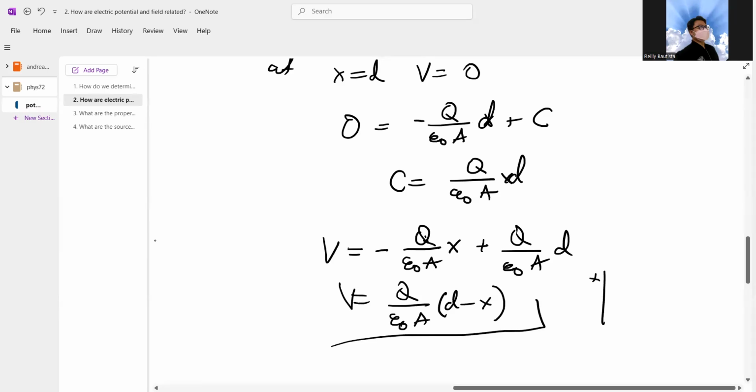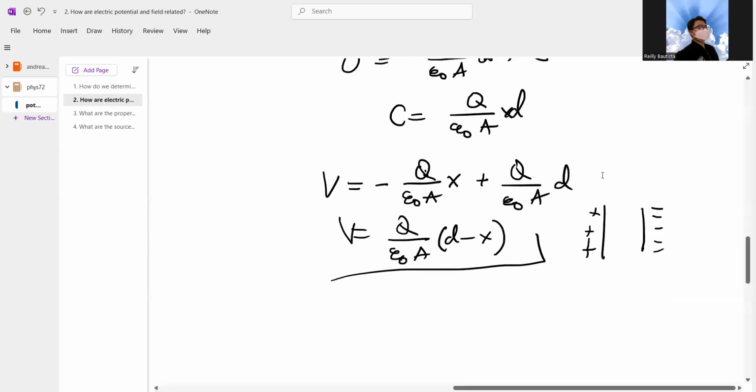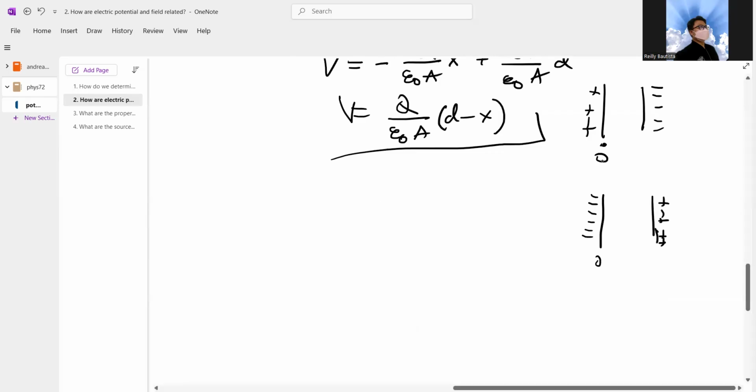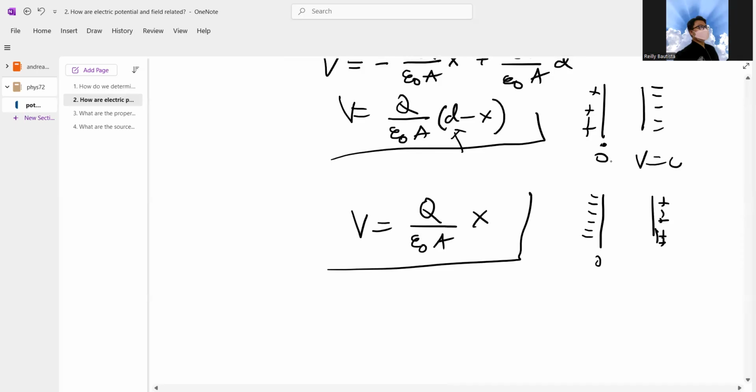Now take note, this is for the case of positive and then negative. It's easy to see if we had set it where this is 0. In the case where we set negative here 0 and then positive, the form would be q over epsilon naught A x. So the presence of d here is like where we want to set V as 0 at the negative plate. So that's how it's done.